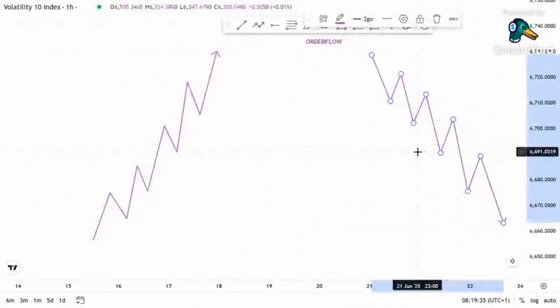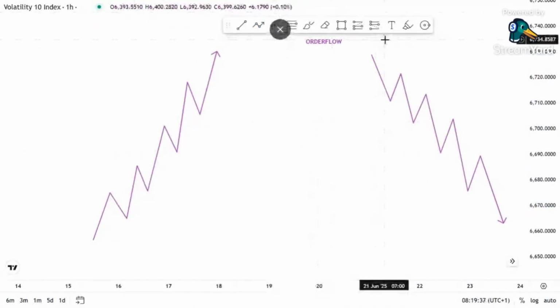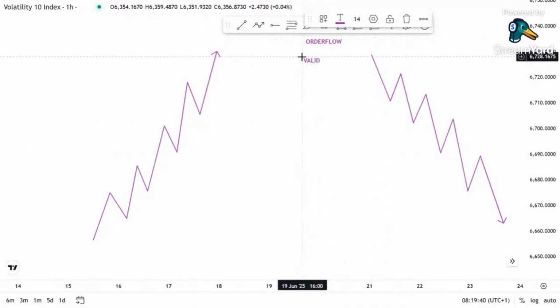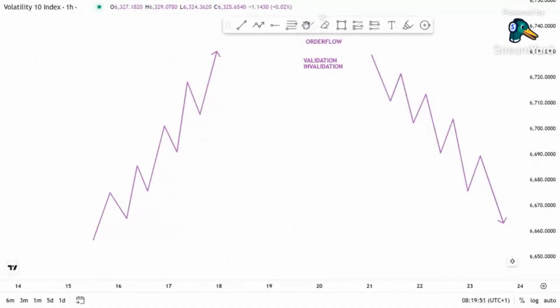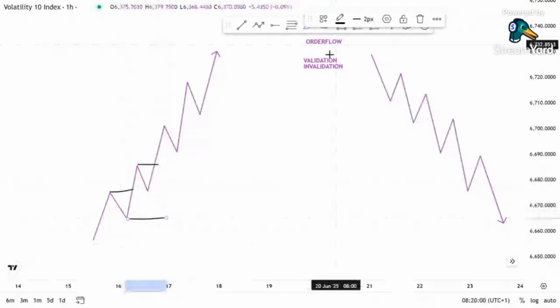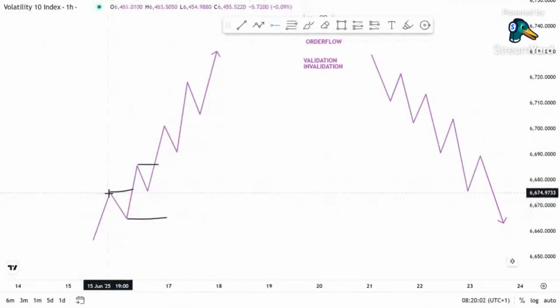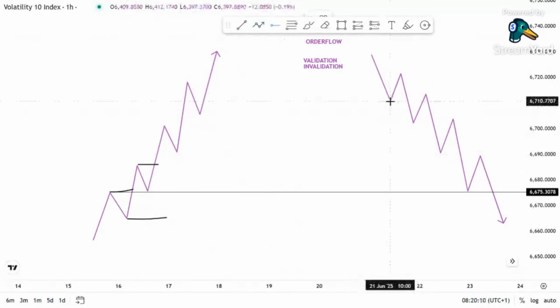One of the things you need to now understand is the concept of validation and invalidation. When the market is on an uptrend, the market tends to take out the highs and leave the low protected. I don't know if that makes sense. This is what we call validation, meaning if a market is taking out the high, it's validating the uptrend. If the market is taking out the low, it's validating the downtrend. So this is your validation for a downtrend, and this is your validation of an uptrend.